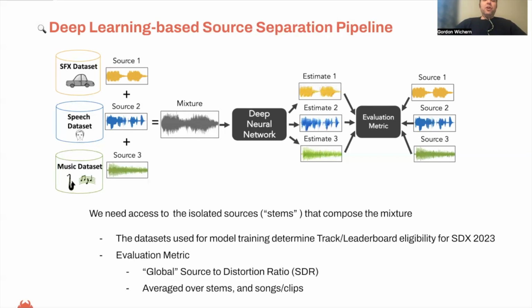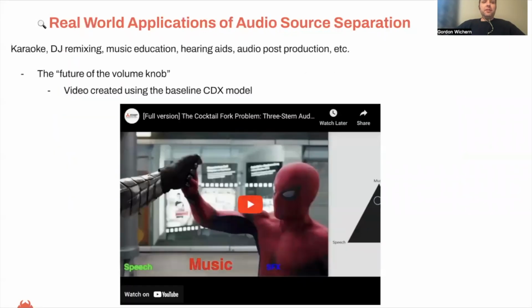For all tracks and leaderboards, the evaluation metric used in the challenge is the global source to distortion ratio. That's essentially just the error between the estimated waveform output by your model and the true waveform, averaged over stems, all the different source types, and then the number of songs and clips in the dataset. So next slide, please.